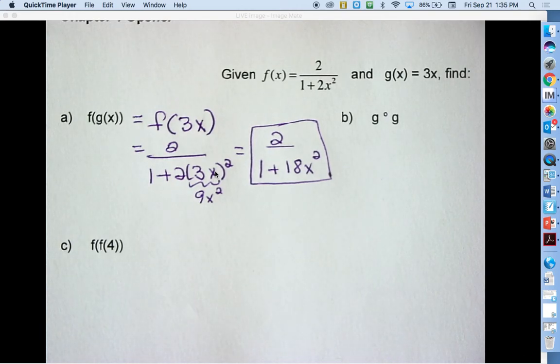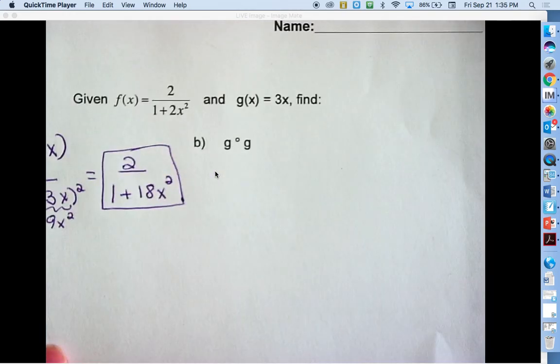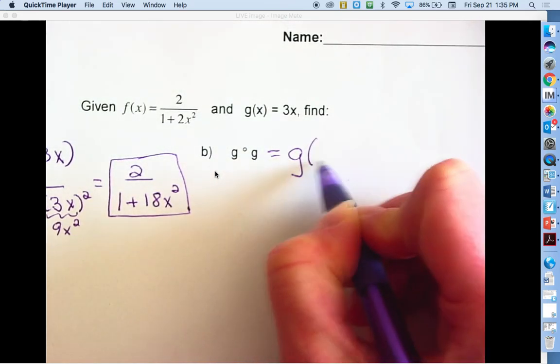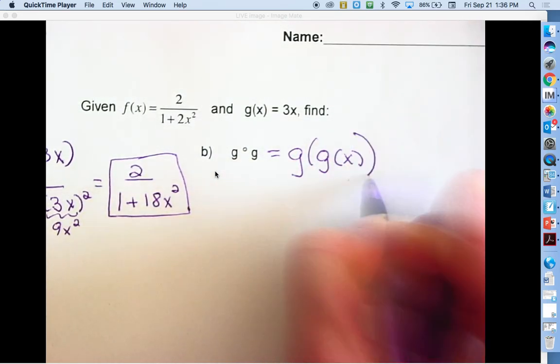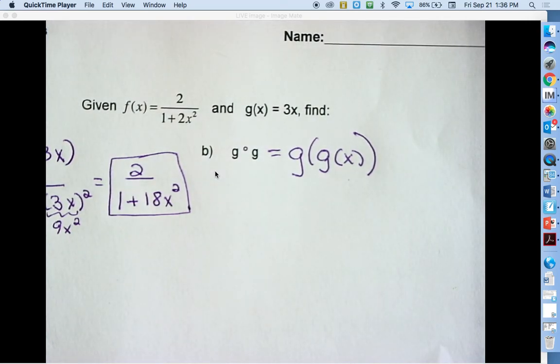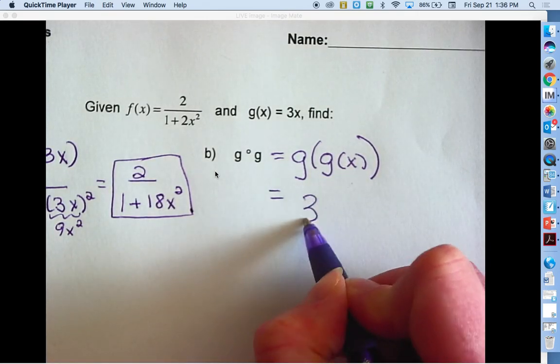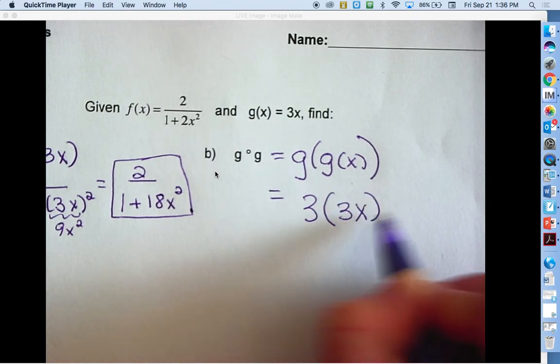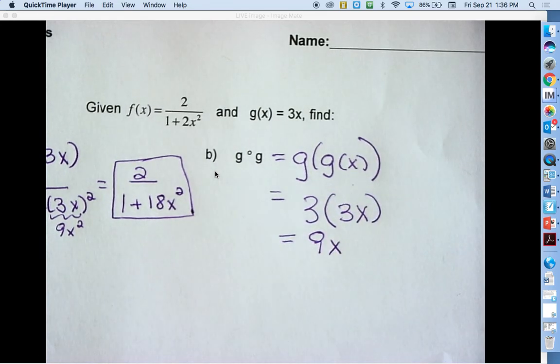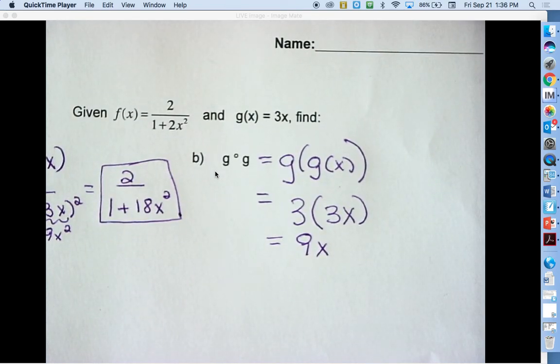The second one says g of g, which if you wanted to rewrite it, you would write g of g of x. So that would be the other form. So Nick, what are we doing here with g of x? 3 of 3x. Nice, which is? 9x. Yeah. So you're taking g of x, which is 3x, and you're plugging it back into x again in the g function. So 3x gets plugged into x, which is really 3 times 3x, which is 9x.